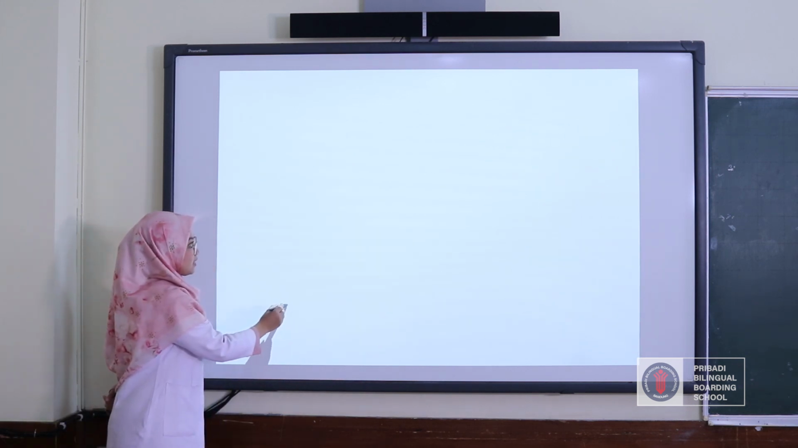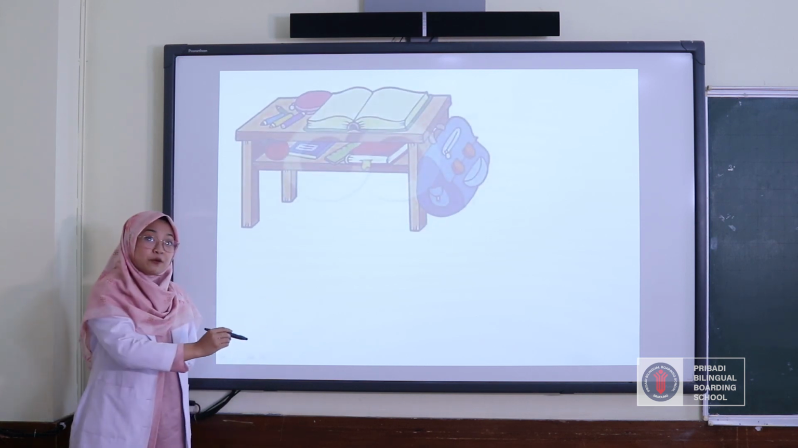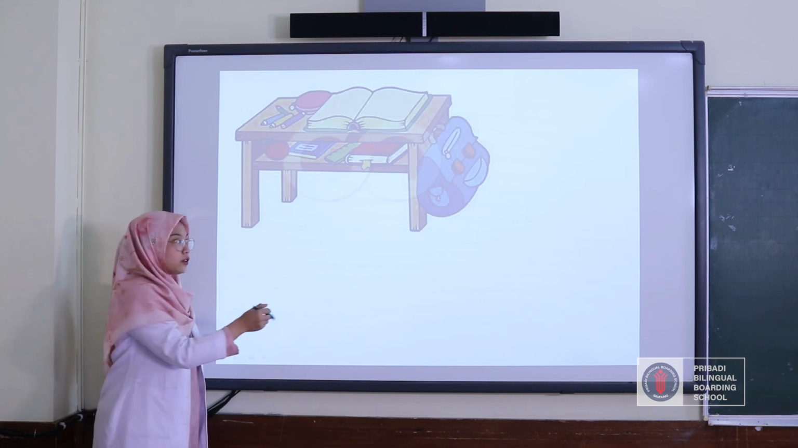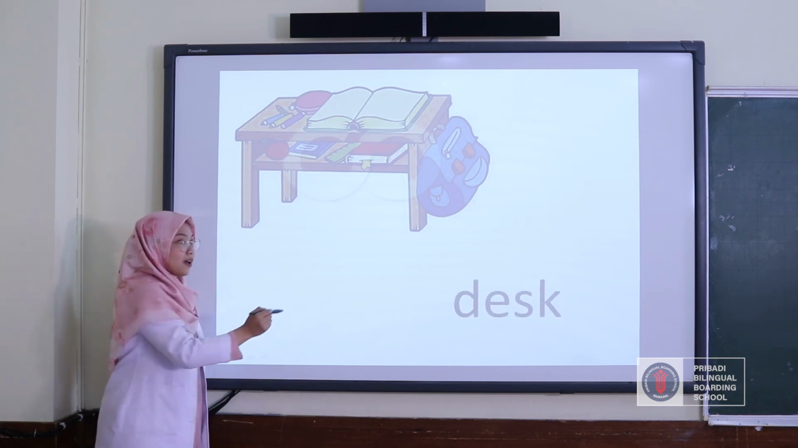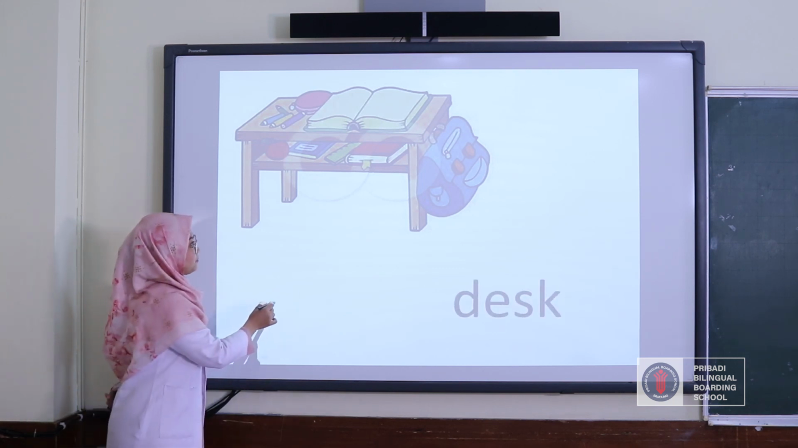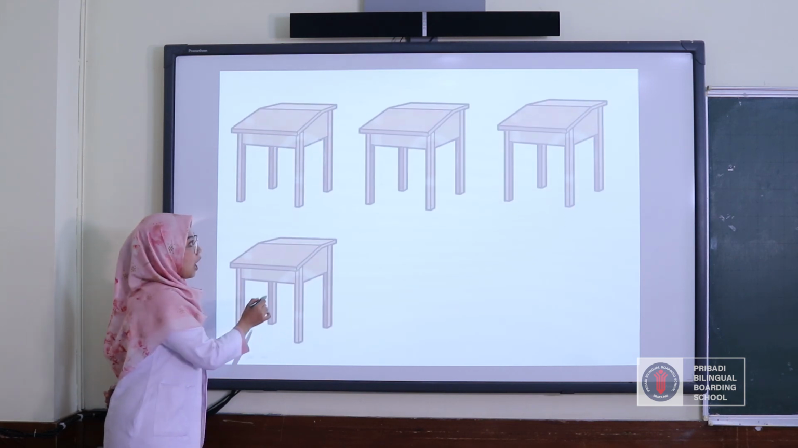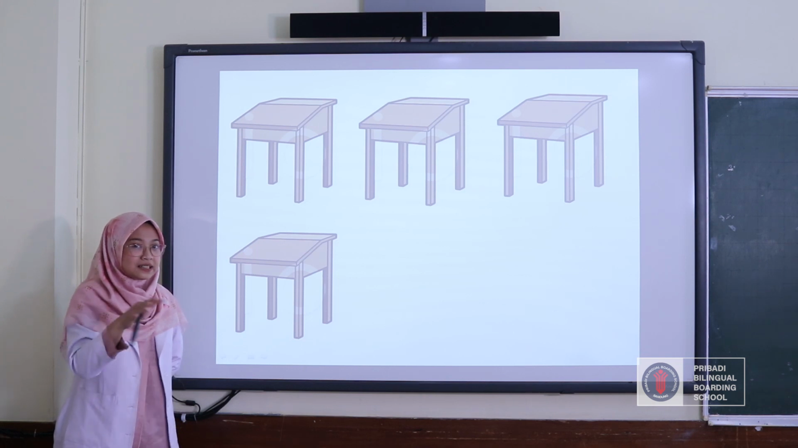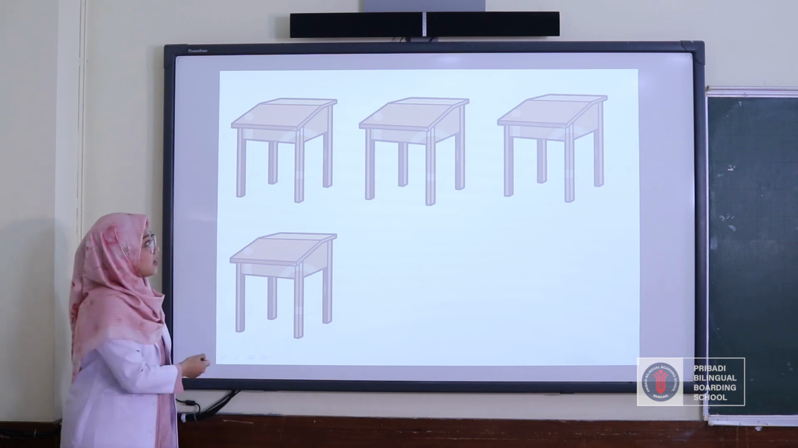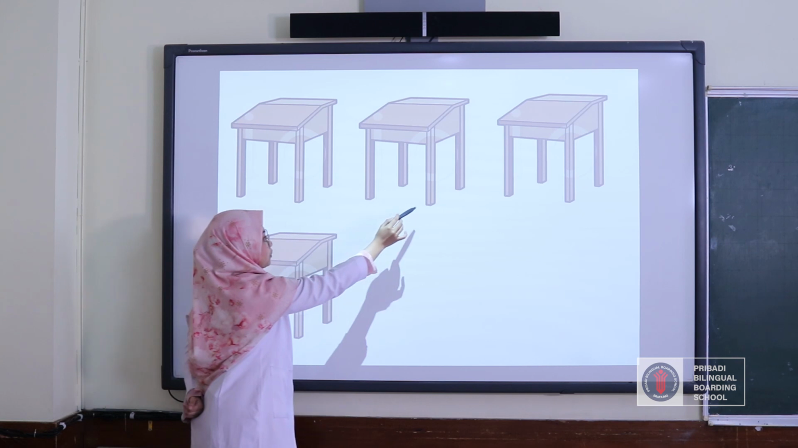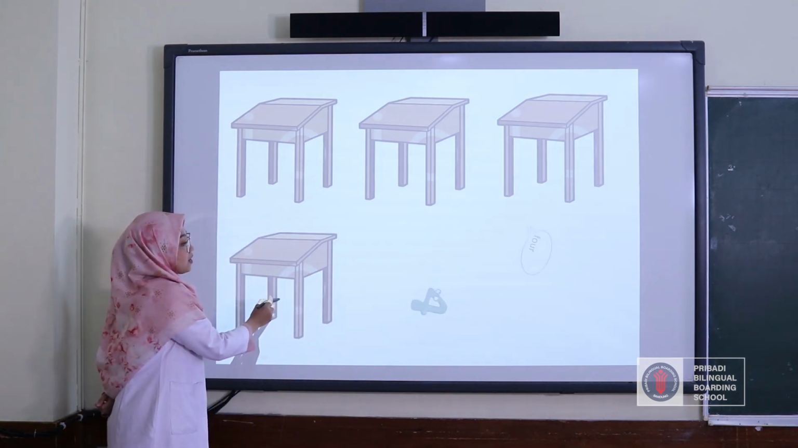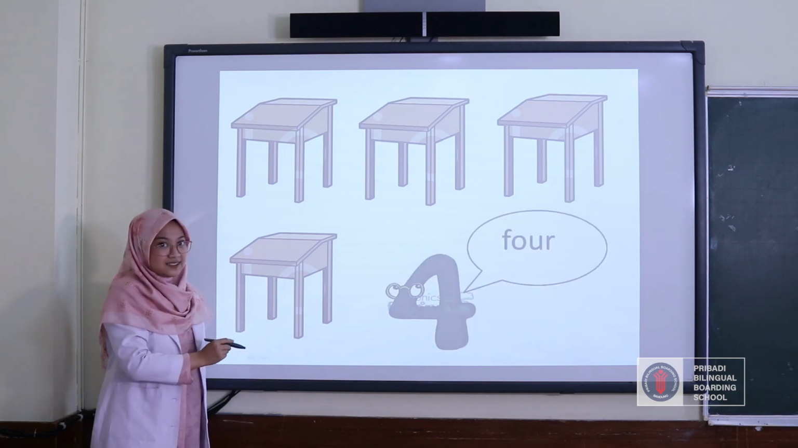The next one is, what is it? There is a table with so many things on it. So we call it a desk. Alright? Next, how many desks are there? It's like a table actually. It's another word for desk. Let's count. 1, 2, 3, and 4. Well done. We have 4 desks.